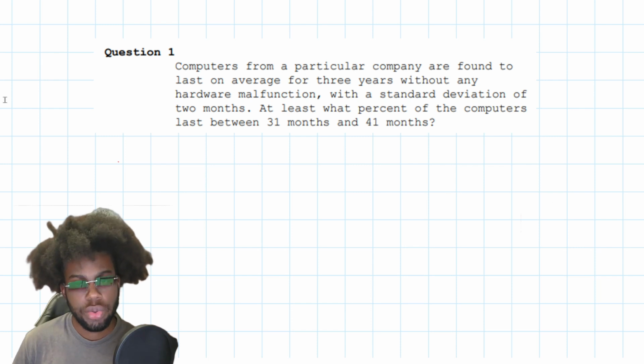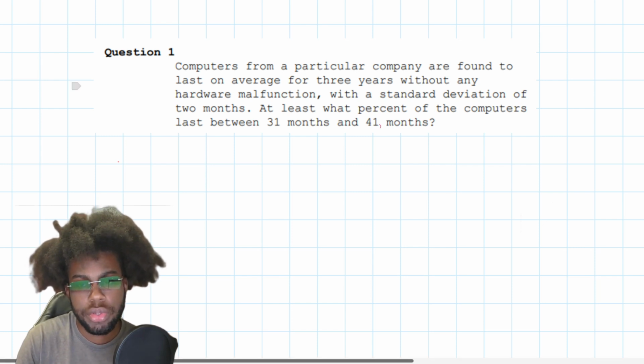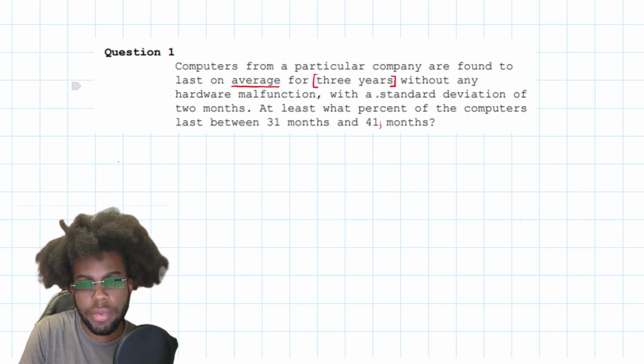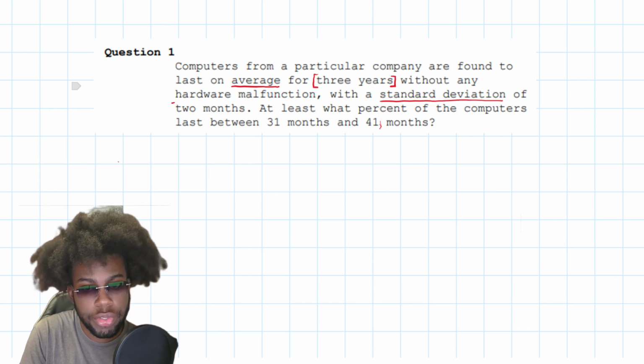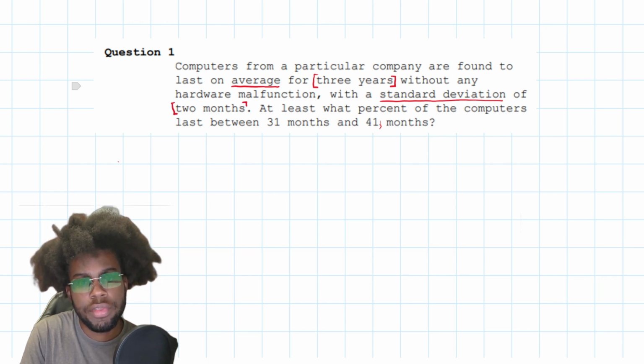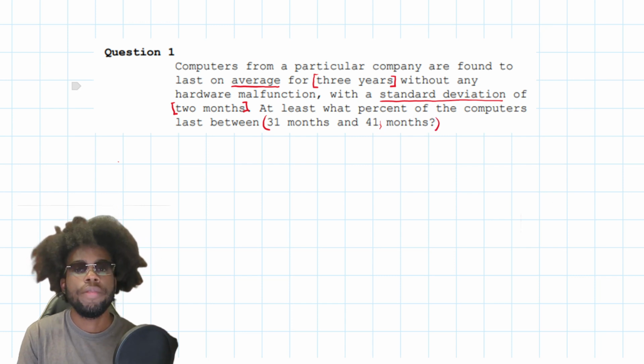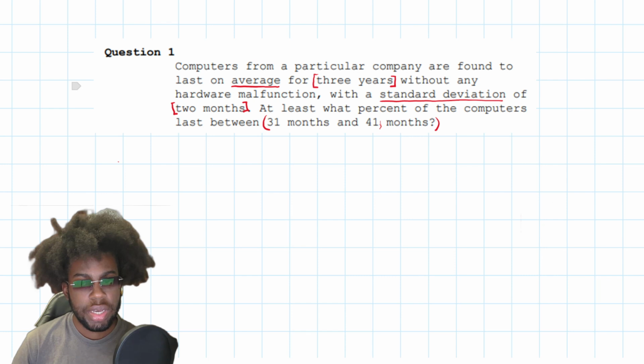Statistical analysis question here, which states that computers from a particular company are found to last on average for 3 years without any hardware malfunction with a standard deviation of 2 months. At least what percent of these computers last between 31 and 41 months? Well, we have to look at what we have and what the question is asking for.